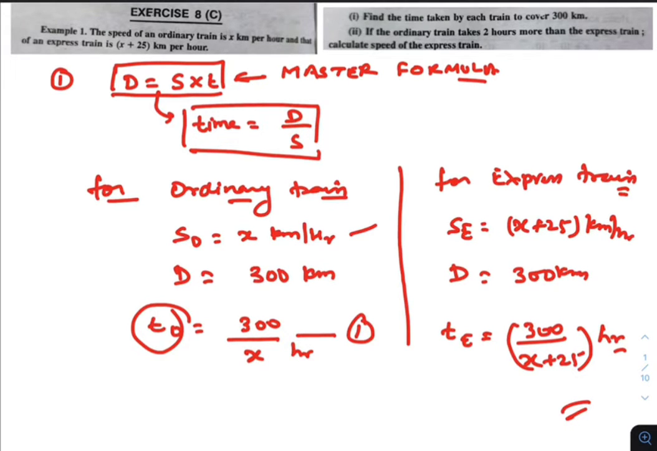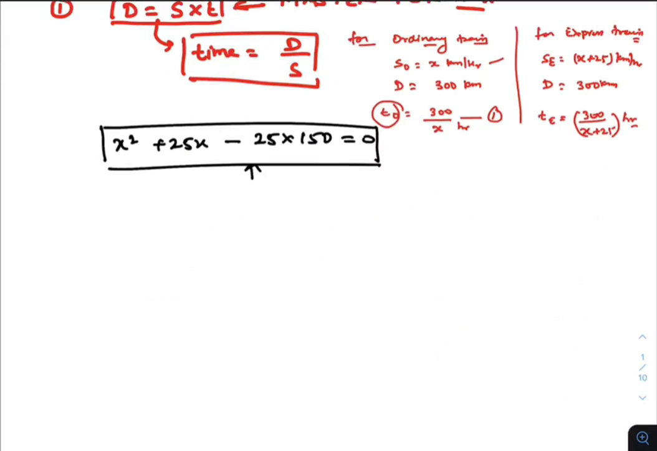Now read the second question. If the ordinary train takes 2 hours more than the express train, you know the speed of the ordinary train. I think everybody is clear up to this step. We got this polynomial, that is x square plus 25x minus 25 into 150. Now we have to factorize this one.